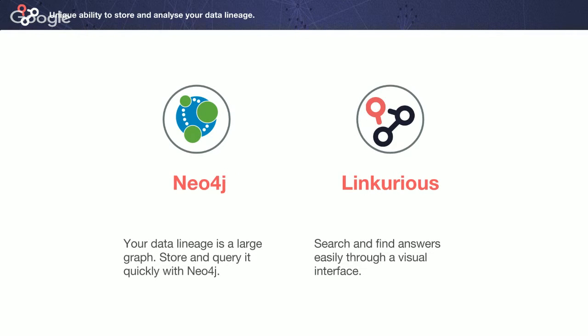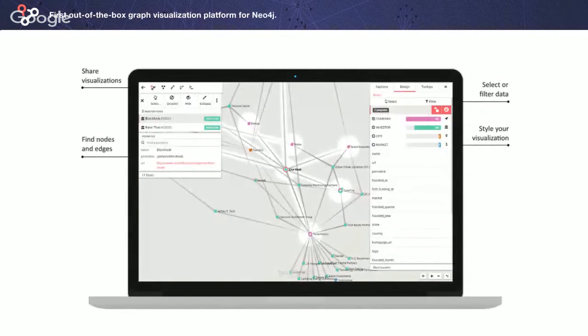So Neo4j and Linkurious are very complementary. With Neo4j, you can store a large graph and query it quickly. And with Linkurious, you can search it and find answers easily through a visual interface. So it's a very good match. Now I'd like to give you a demo of Linkurious and walk you through a concrete use case.